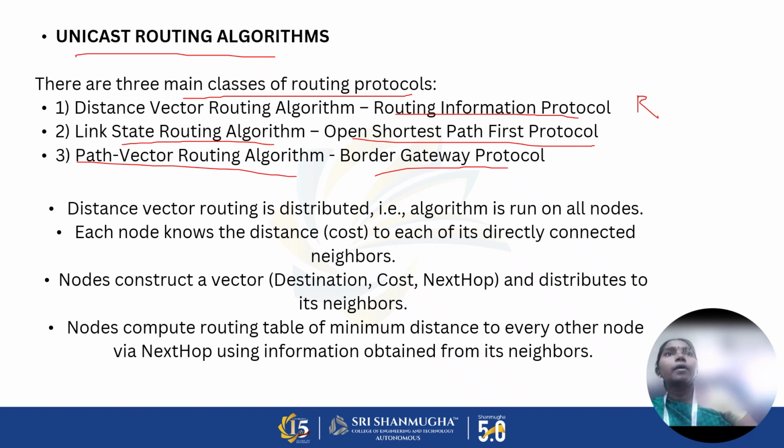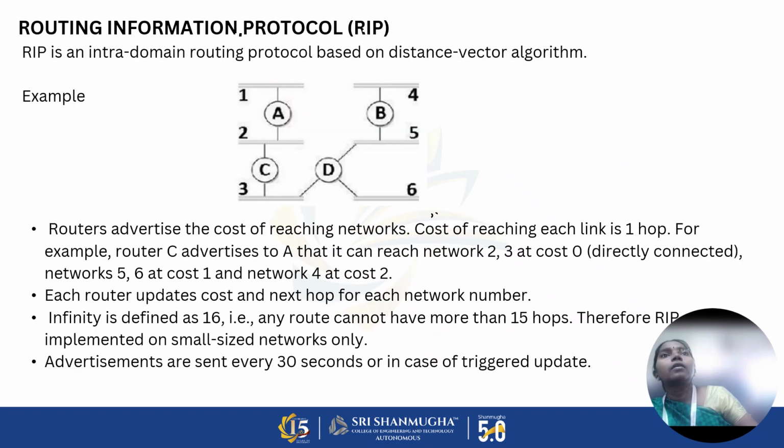So the distance vector algorithm uses the RIP protocol and the link state algorithm uses the OSPF protocol. So OSPF protocol and BGP. This is for Border Gateway Protocol. Okay. And next, Routing Information Protocol.